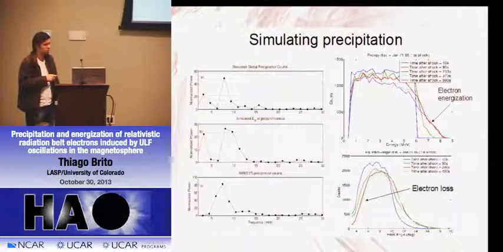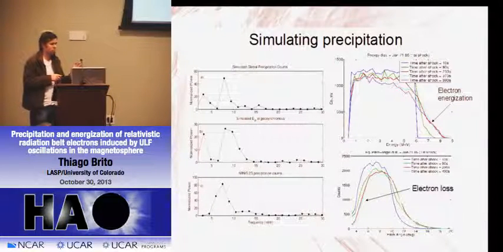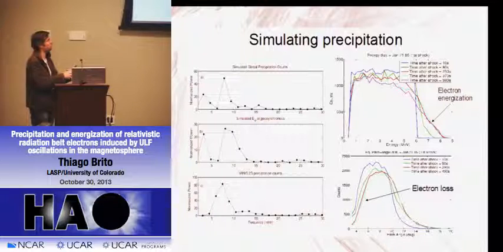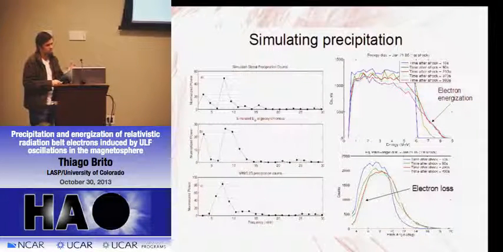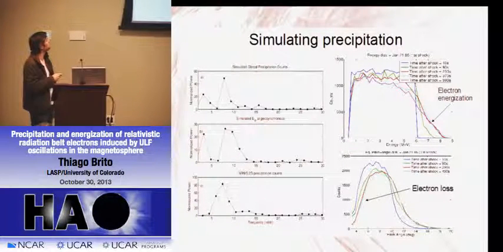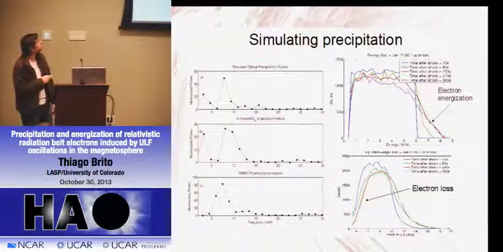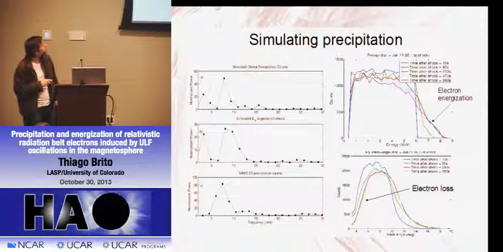Why is the precipitation flux at the atmosphere similar to the ULF oscillations in the magnetosphere? And this is a plot of the trapped population showing that they also get energized by the ULF oscillations, and the pitch angle distributions showing the time evolution at several different times, showing that the lower pitch angle population is depleted here.